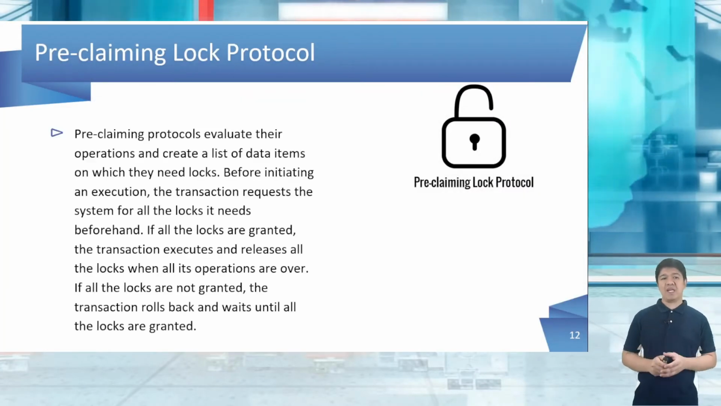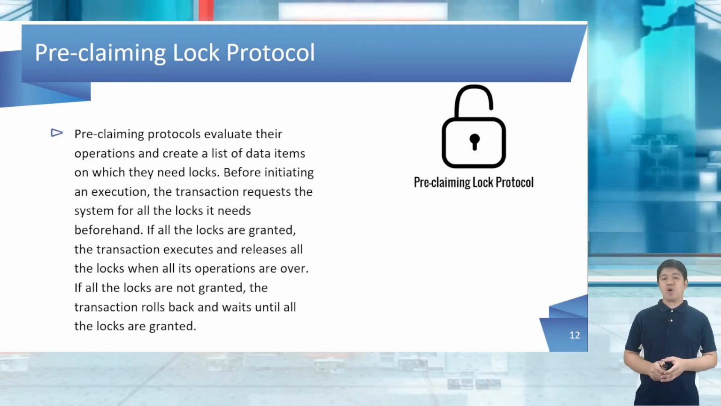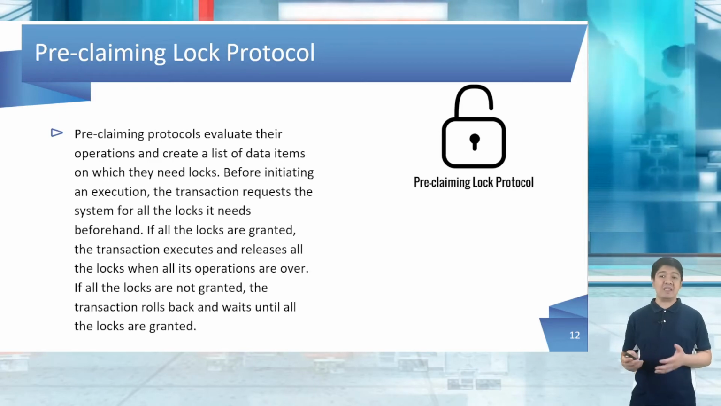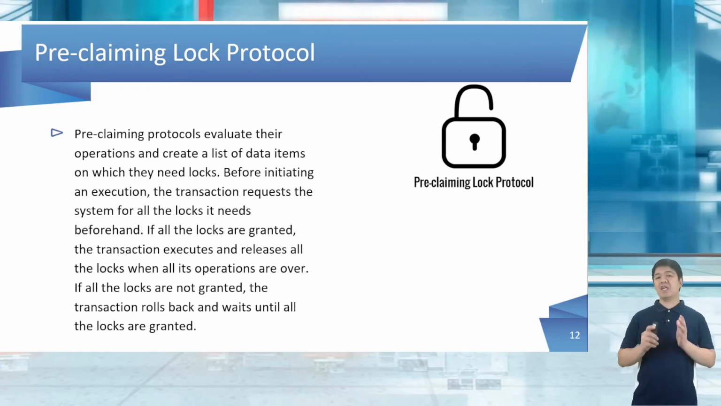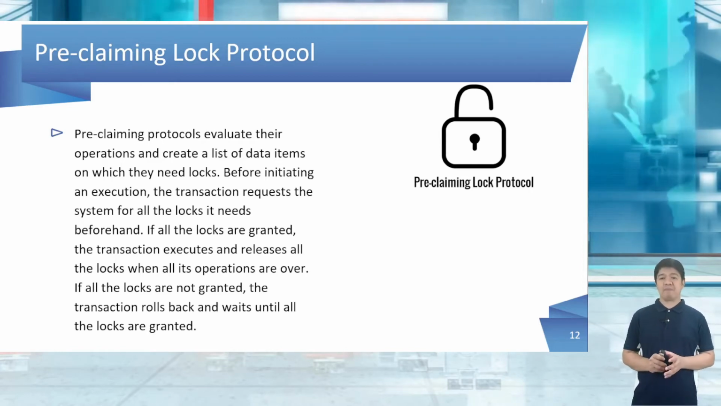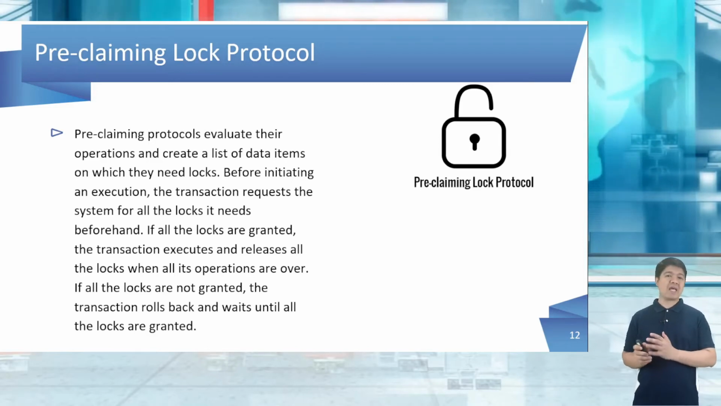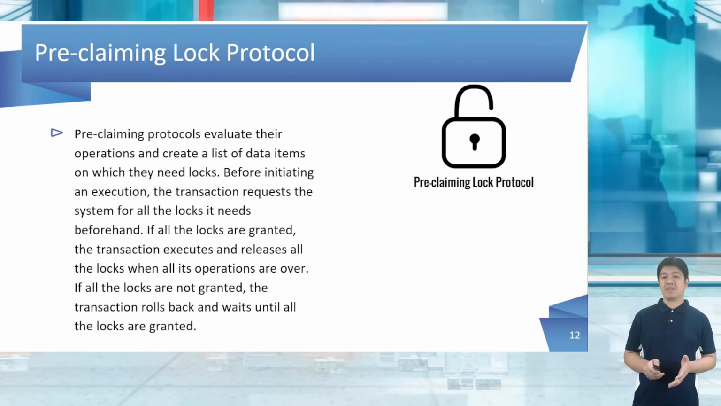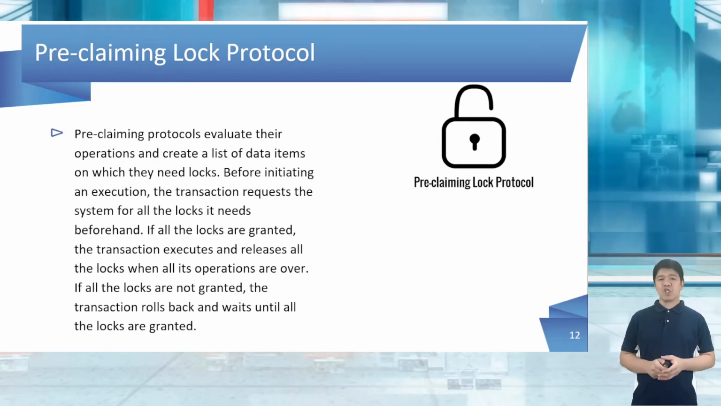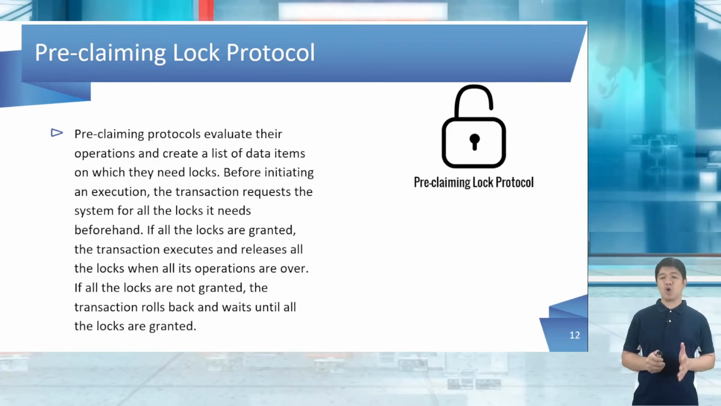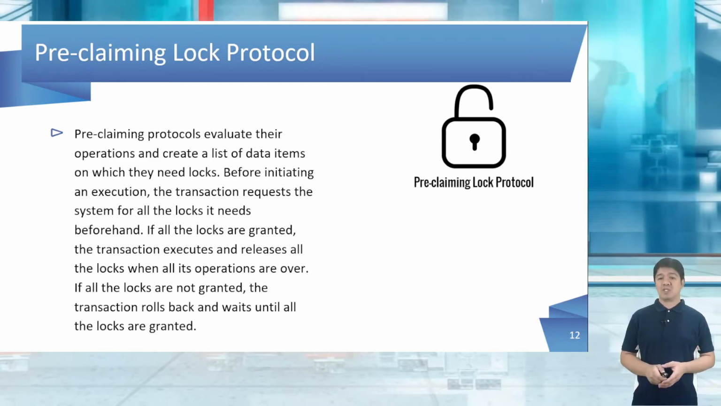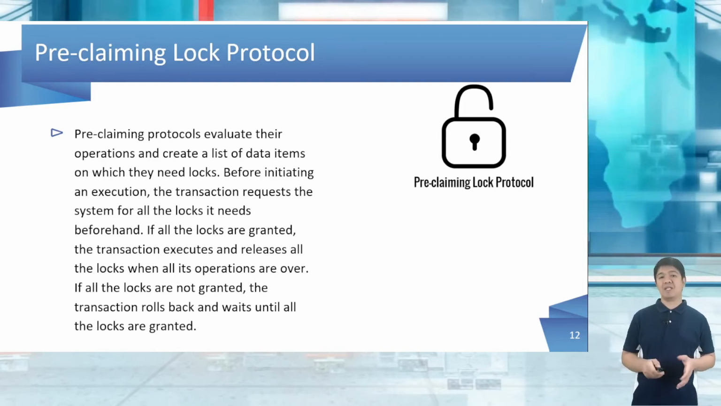We have the pre-claiming lock protocol. Pre-claiming lock protocols evaluate the transaction to list all the data items on which they need locks. Before initiating an execution of the transaction, it requests the database management system for all the locks on all those data items. If all the locks are granted, then this protocol allows the transaction to begin. When the transaction is completed, it releases all the locks. If all the locks are not granted, then this protocol allows the transaction to roll back and wait until all the locks are granted.